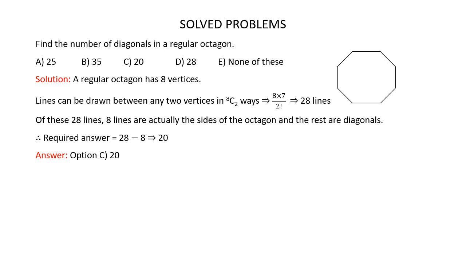Now, of these 28 lines, 8 lines are actually the sides of the octagon and the rest are the diagonals. So, the required answer is 28 minus 8, which is 20. So, 20 diagonals can be drawn in a regular octagon. So, the correct answer is option C, 20.